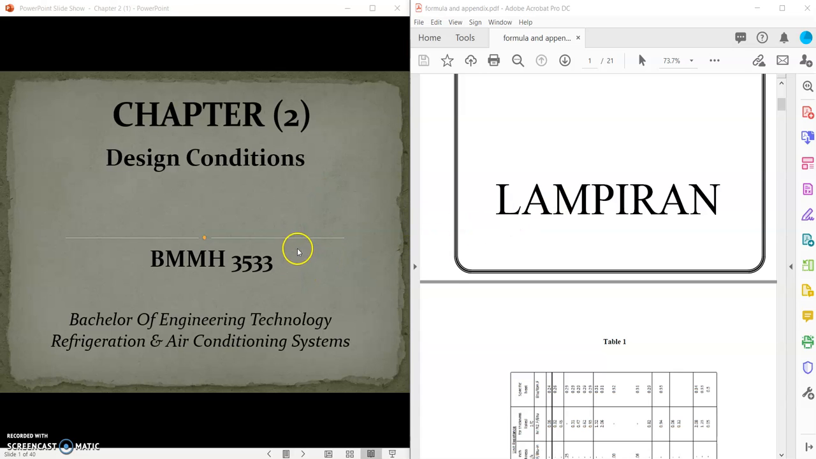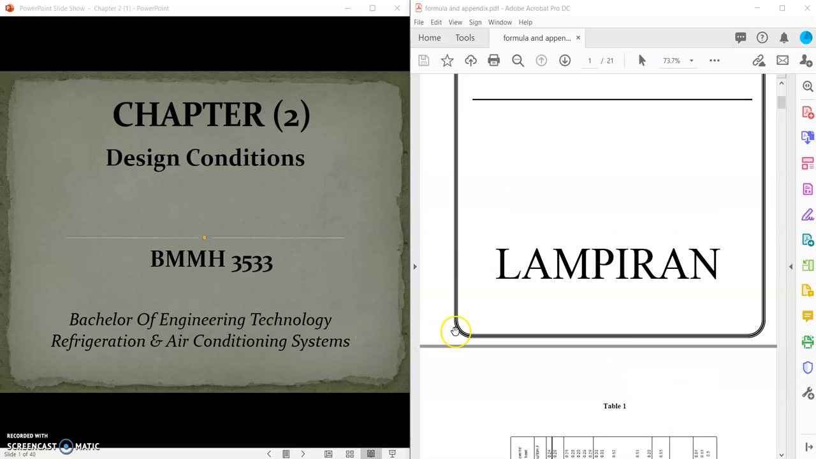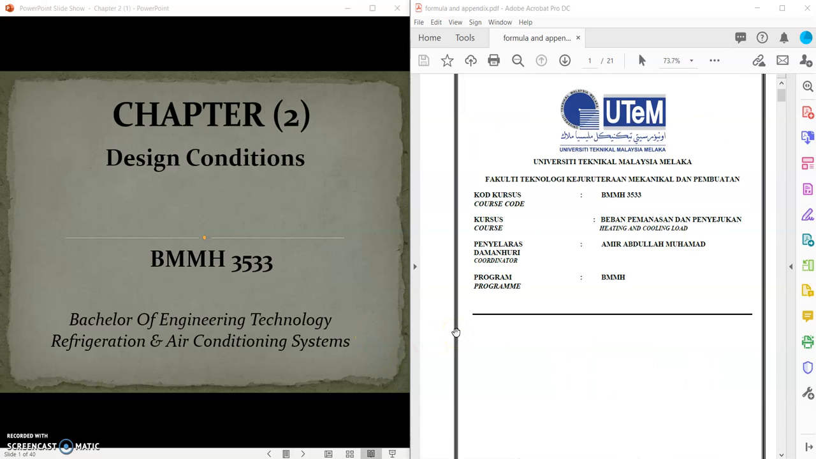So previously we calculated, or estimated, the cooling load based on the cooling load sheet figure, and then we went to the cooling load form. Now we are going to calculate the heat transfer through boundaries.